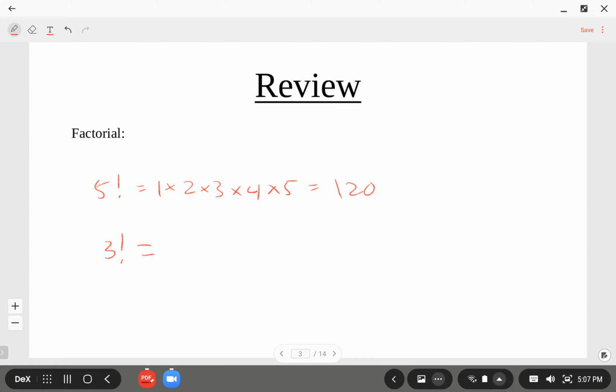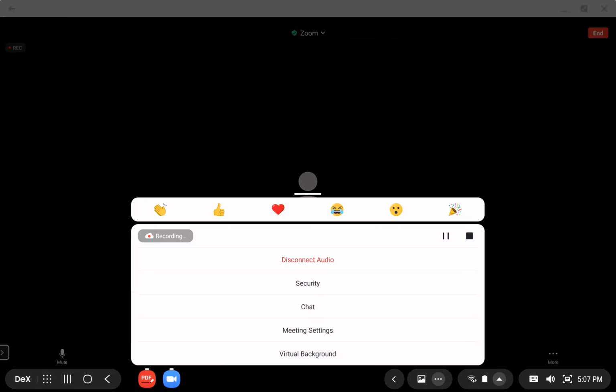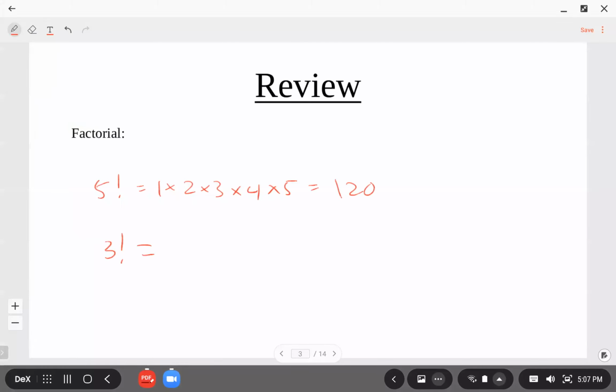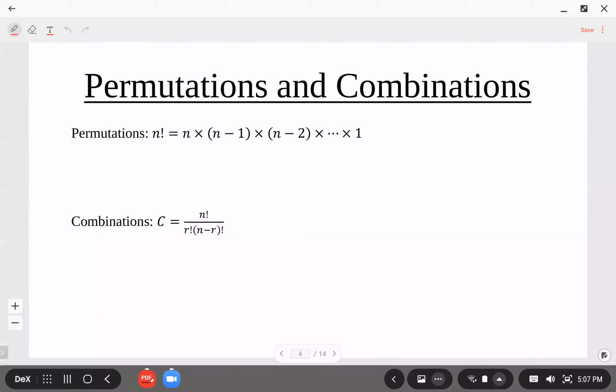Okay, what is 3 factorial? Put that in the chat box. You should know this already. Just a couple of normal questions. Just put it in the chat. Okay, 6. Very good. It's 1 times 2 times 3 equals 6. Very good.